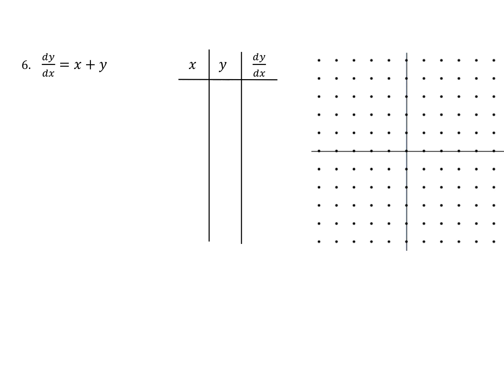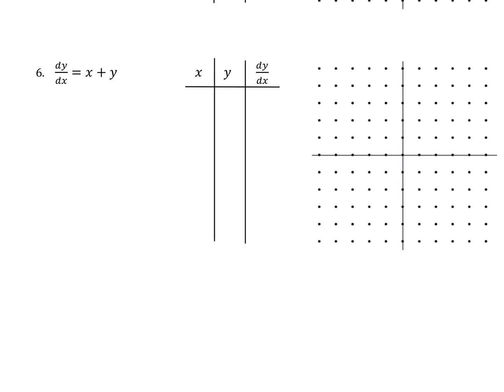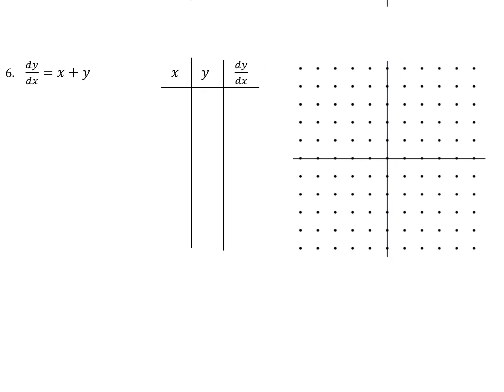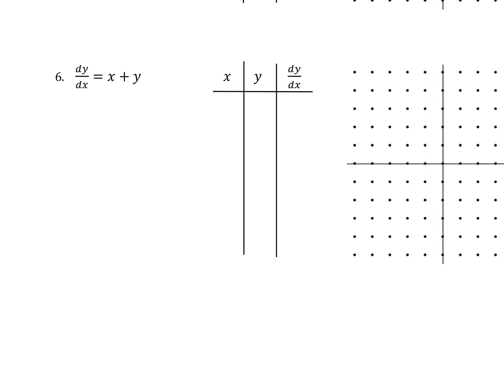Number 6 will be a little bit more challenging than 5, but they're similar to each other in that they're both in terms of x and y. So now instead of just having an x or just having a y there, I've got to deal with both. So how are we going to do this? Well, we're going to just pick some points. So let's pick some points. I don't know. Let's do 1 and 1.